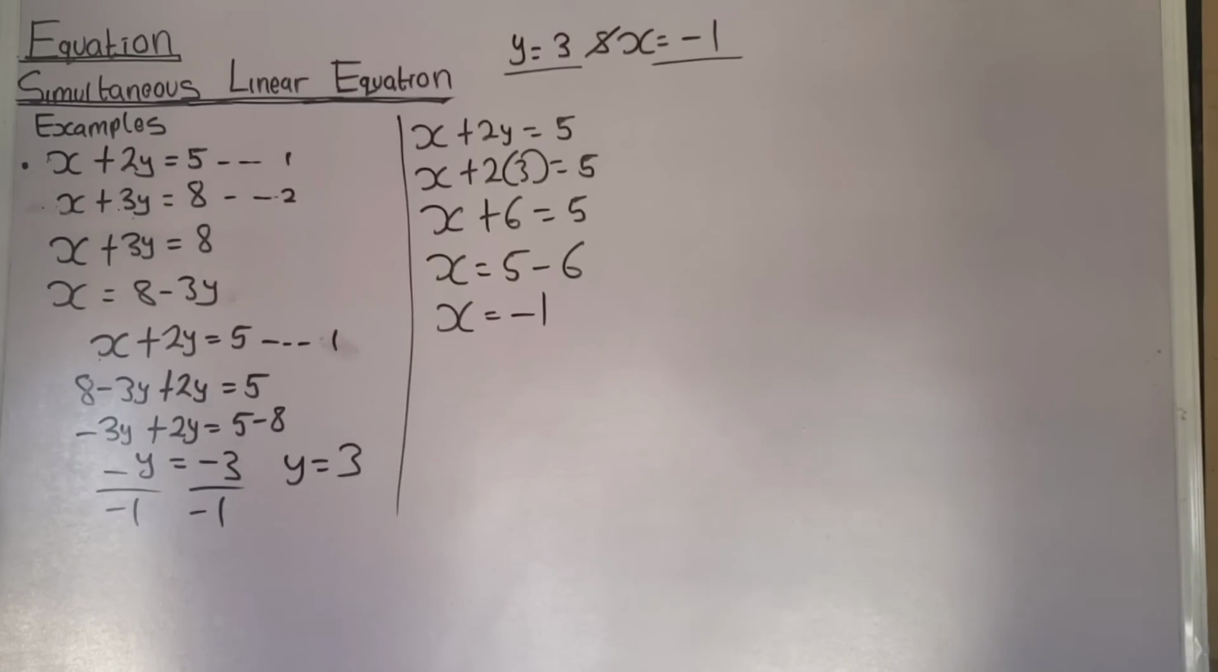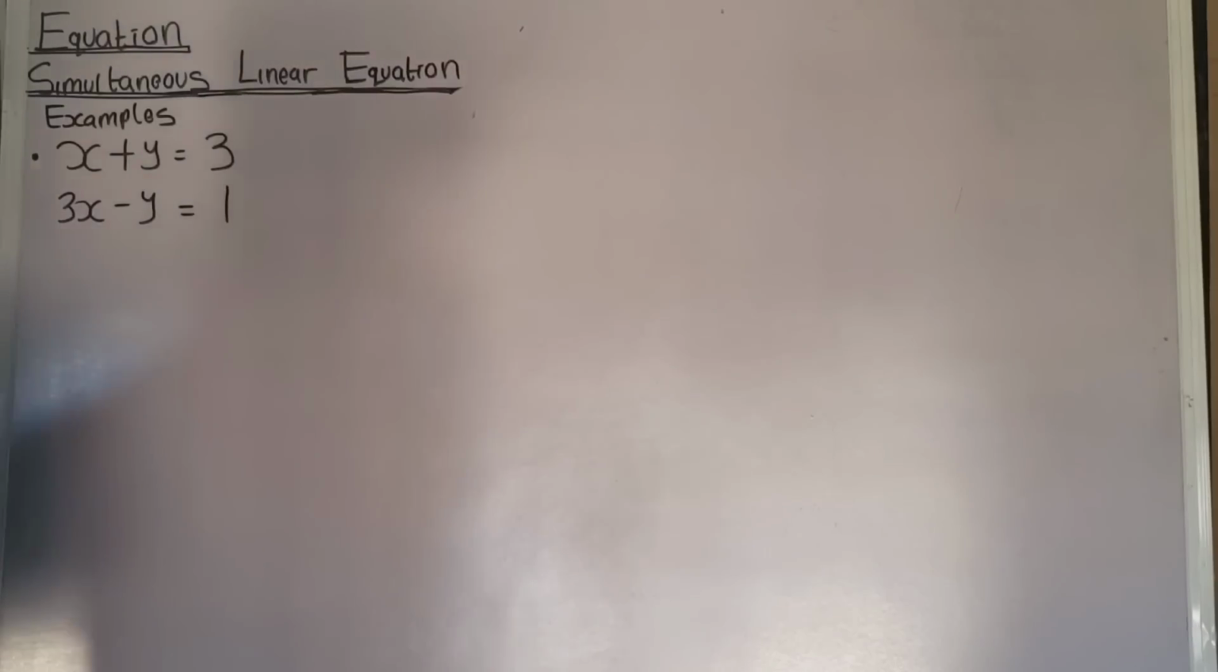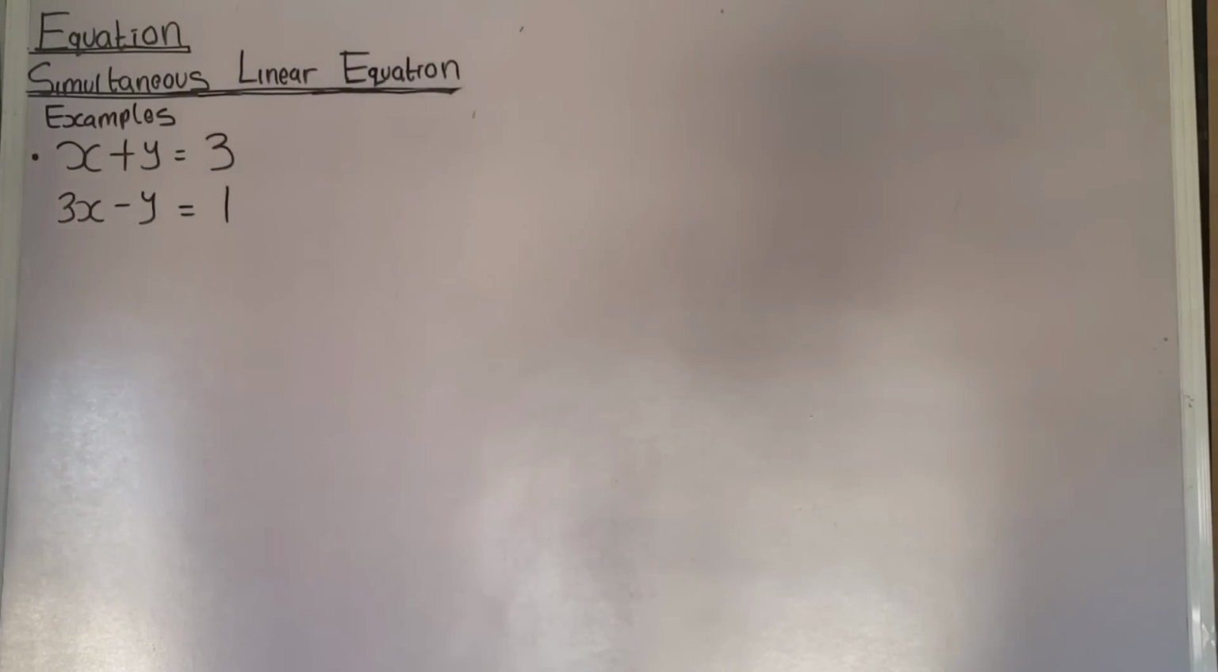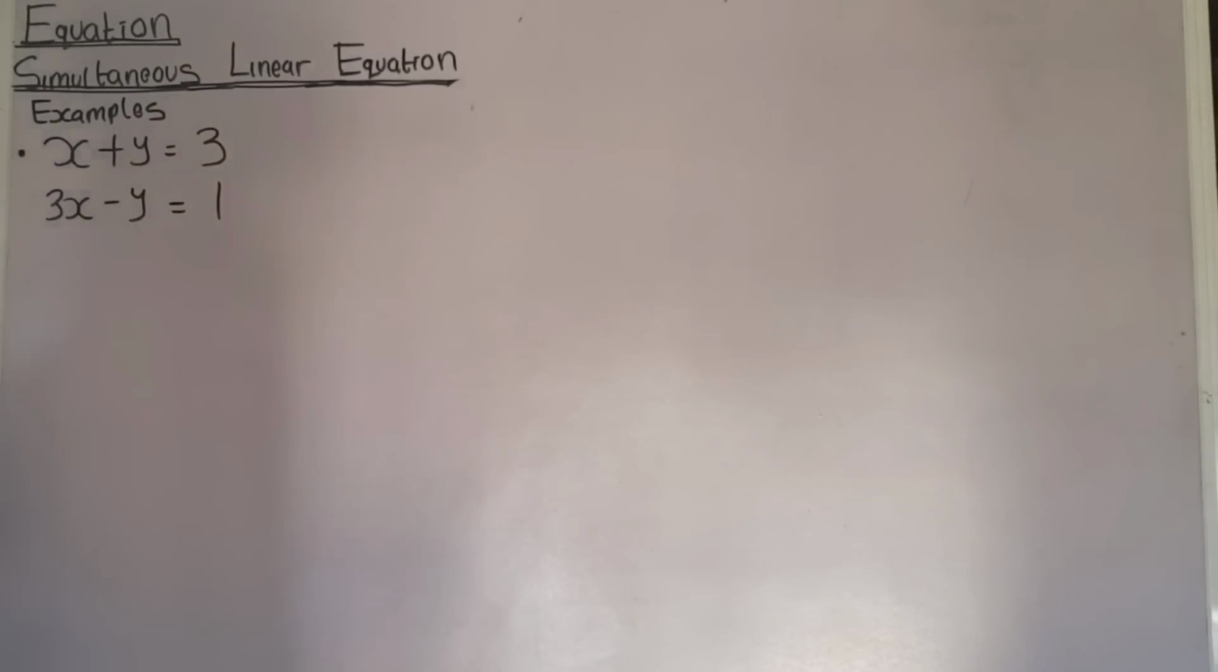Do you understand? So let's have another worked example. Example 2. We are asked to solve the simultaneous equations x plus y is equals to 3 and 3x minus y is equals to 1. We are going to use the elimination method to solve this equation. So I want you to pay attention. I'm very sure you remember the first step. The first step is to identify the unknown that you want to eliminate.